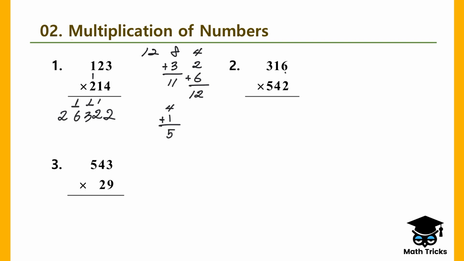Okay? Number 2, we have 316 times 542. So multiply this to 12. 2 here, 1 here. Next, multiplication of these numbers. 2, 24. That's 26. So 26 plus 1, 27. 2, 7.